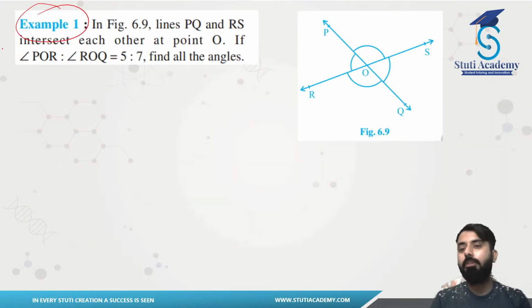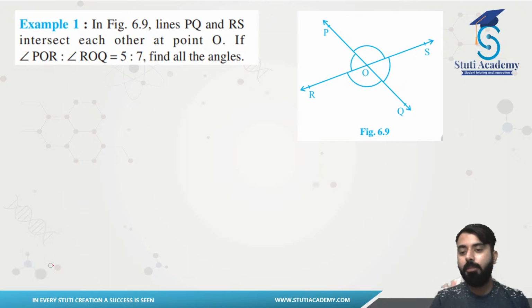So we have some examples based on that one. So we have this one. In figure 6.9, that is the example from your NCERT, if PQ and RS intersect each other at point O, I have two lines PQ and RS, they are intersecting at O. If angle POR, that means this one, and angle ROQ, that means that one, if these two angles are in ratio 5:7, then I have to find all of these angles.